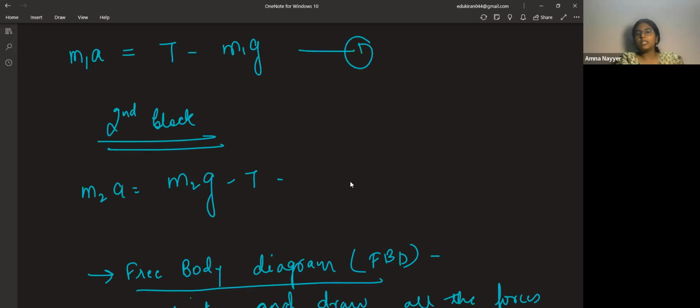Now you have two equations. This is one equation, this is the second equation. Whatever question is given, put it in the equation and you will be able to find the variable. Usually tension and acceleration are asked. Using these two equations, you can calculate them.